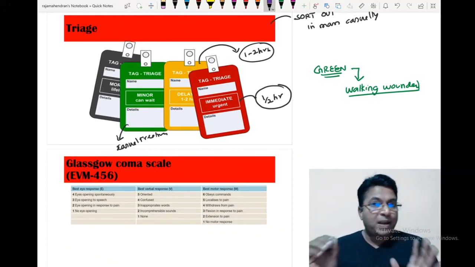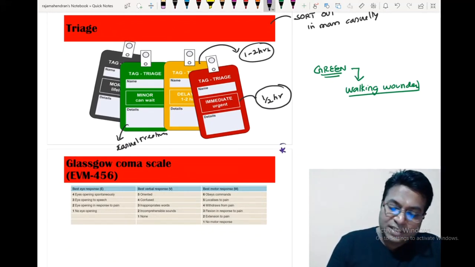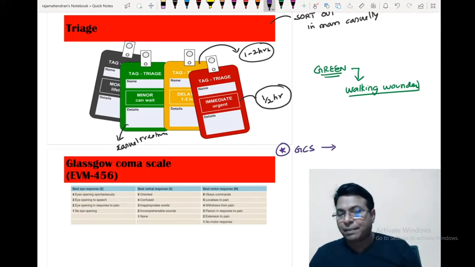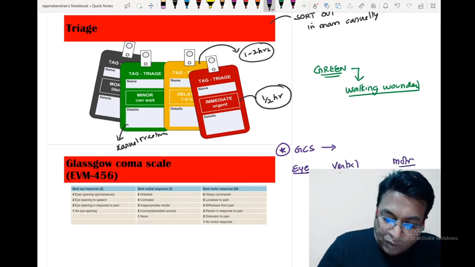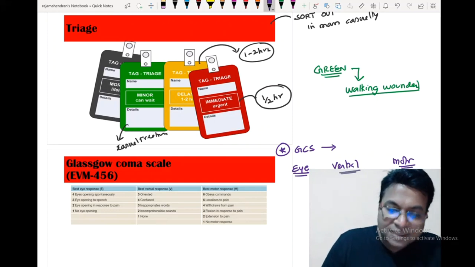I want you guys, please don't go to exam without knowing GCS. Glasgow Coma Scale will definitely give you 1 mark in your exam. Every exam will get questions from Glasgow Coma Scale. So please remember a simple method I will tell you. Eye opening is one thing, verbal is second, motor is third. You will be asked to calculate the GCS in any patient.